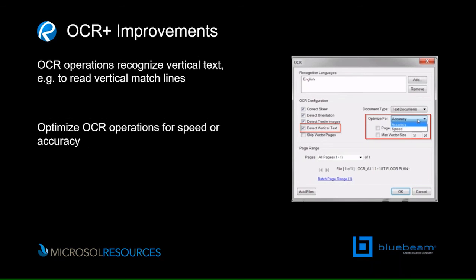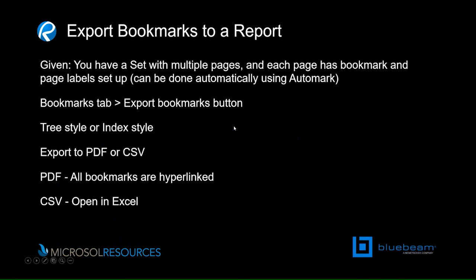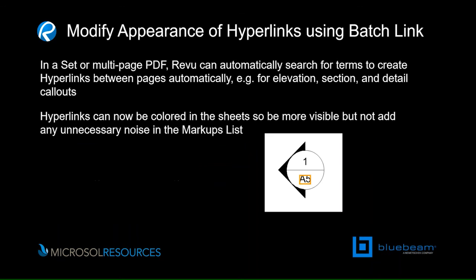We have some OCR improvements. It will now recognize vertical text, such as in a match line. We can also align our markups by centering, aligning to the middle, the center, and centering the entire thing in the document itself. We can export our bookmarks to a separate report. Again, this is kind of like exporting the sheet list to a separate report as well. And like I said, we talked about the hyperlinks.